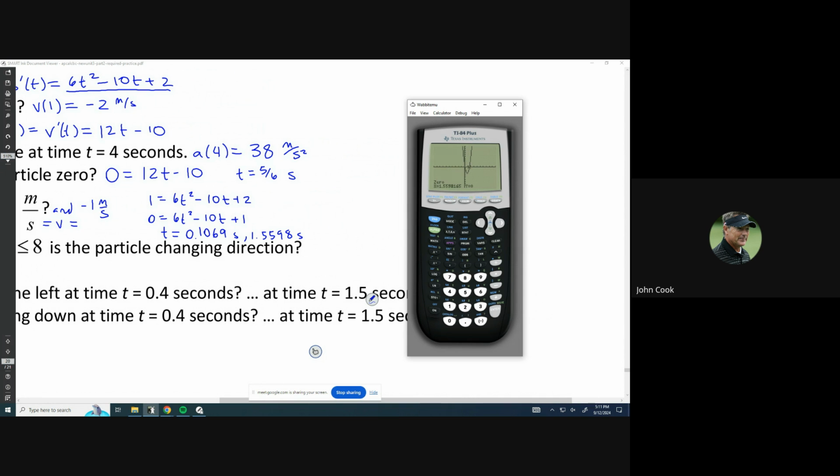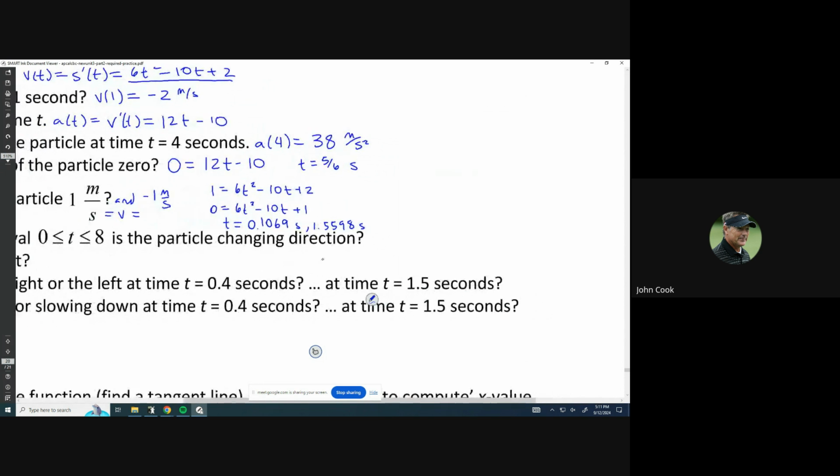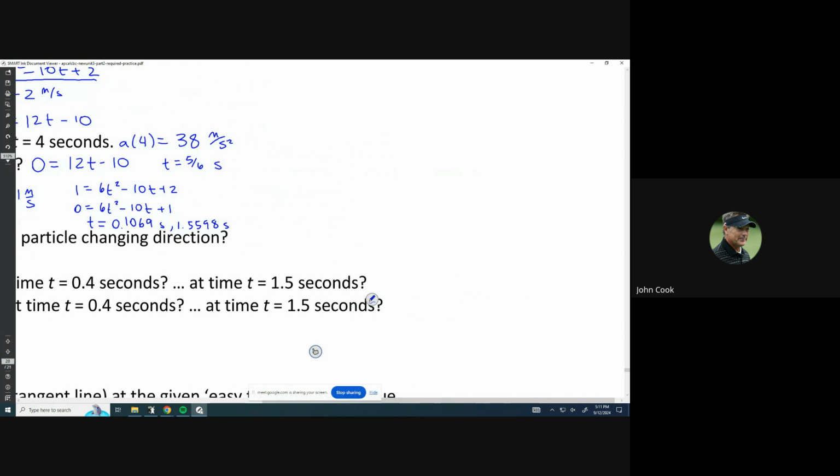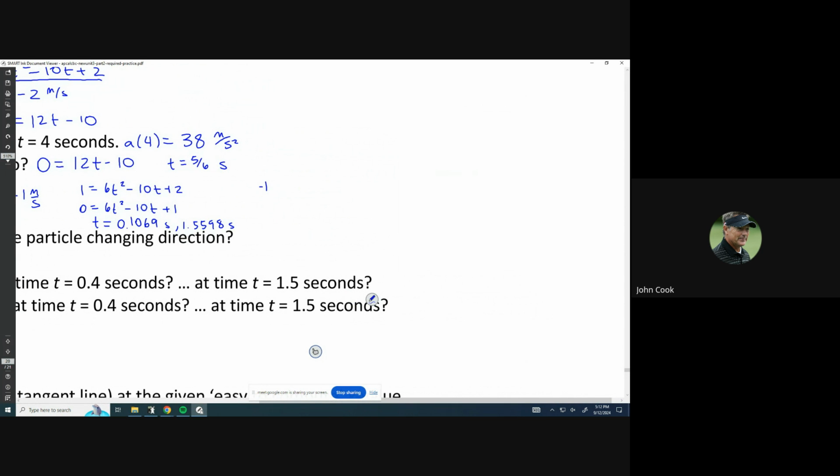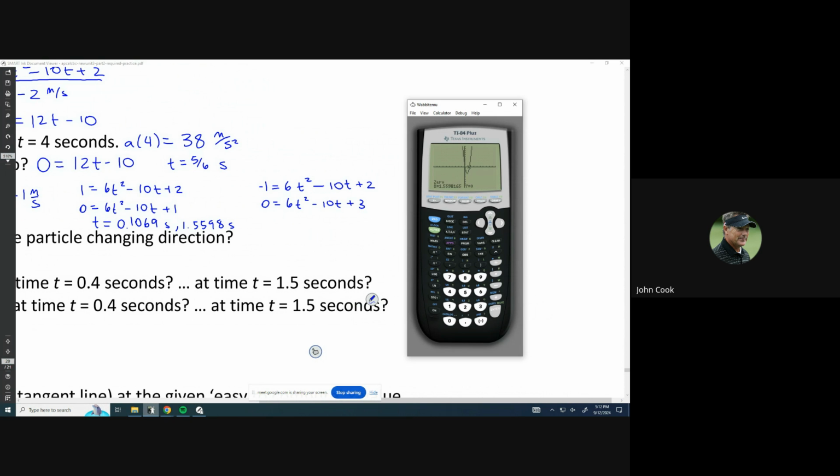Okay, keep going. So next up is going to be when the velocity is equal to -1. Because remember, even if it has a velocity of -1, the speed is still 1 because speed doesn't have direction. So negatives don't apply to it. It's the absolute value. And then if we add 1 to both sides, we get 0 is equal to 6t squared minus 10t plus 3. And again, just use your calculator to find those zeros. So y equals, looks like we just got to change that last number to a 3 now.